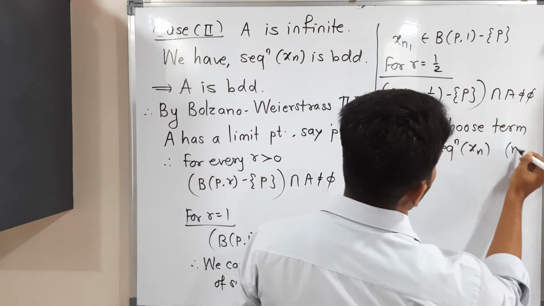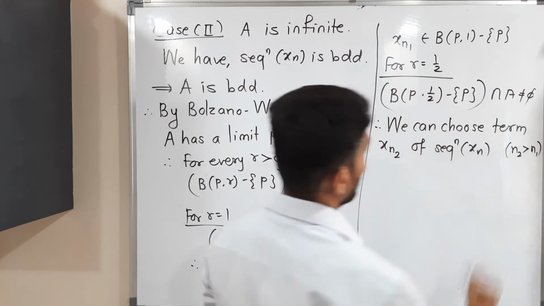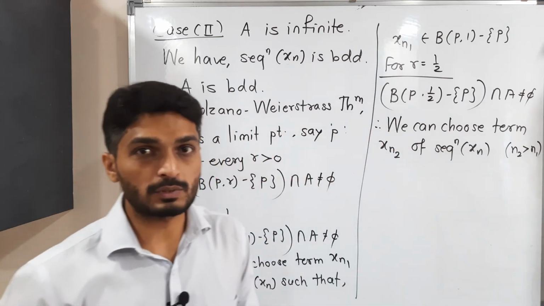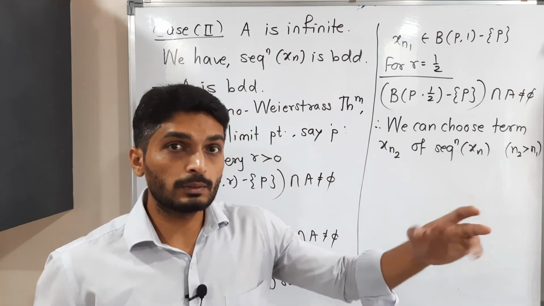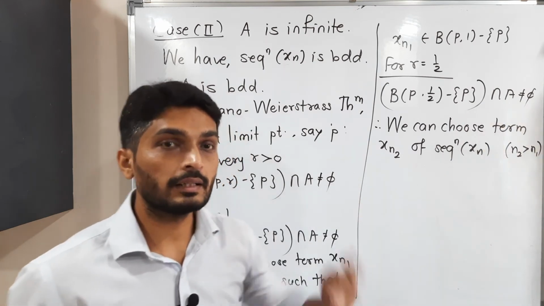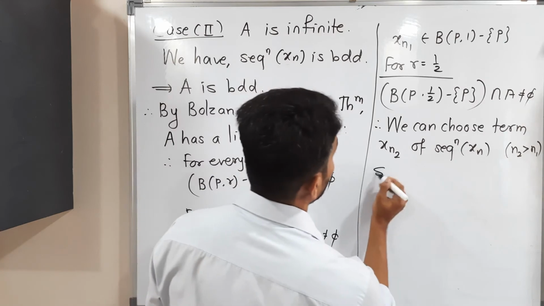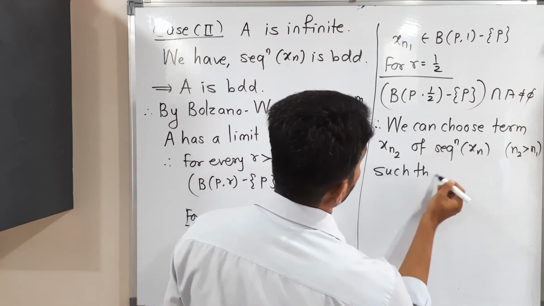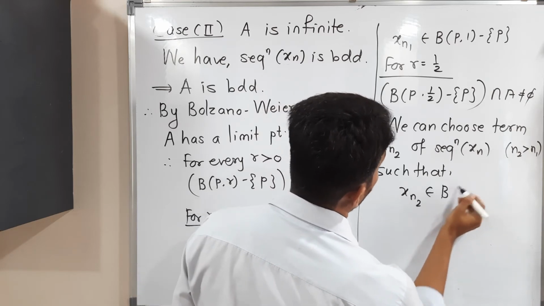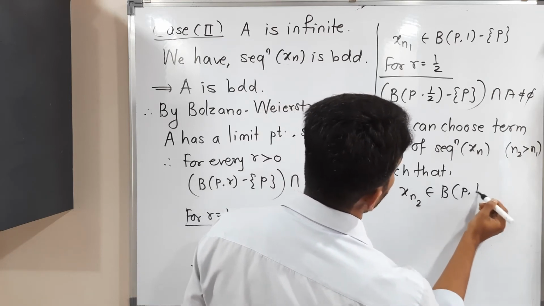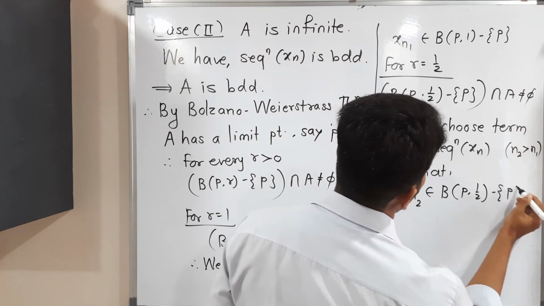The condition is n2 should be greater than n1. Actually, I'm constructing a subsequence, so we should go further. We cannot come back. So our next term n2 should be greater than n1, such that xn2 belongs to the open ball with center P, radius 1 by 2, minus singleton P.